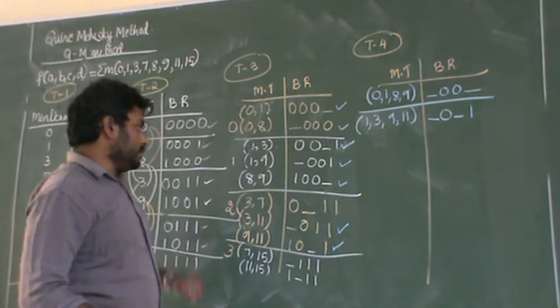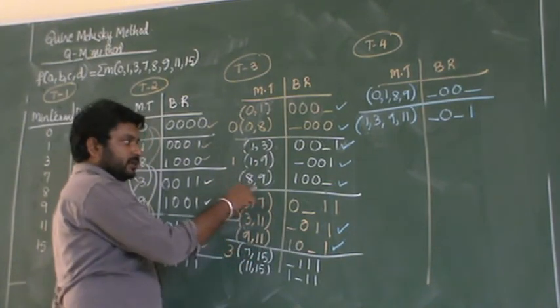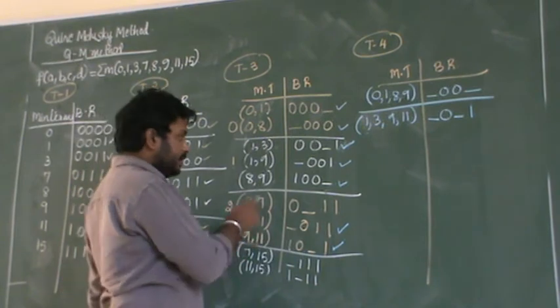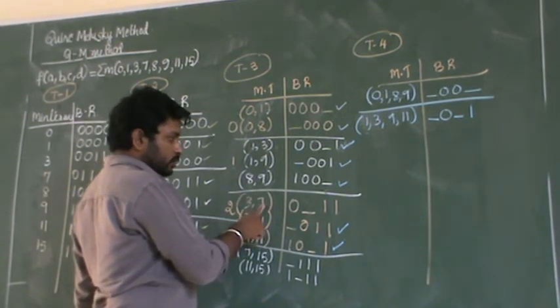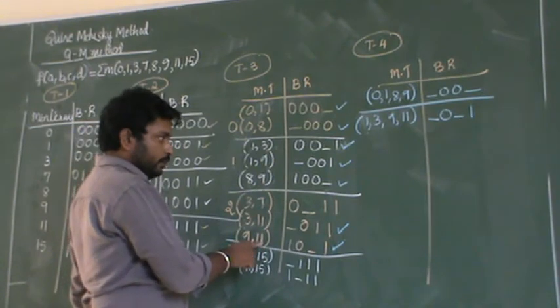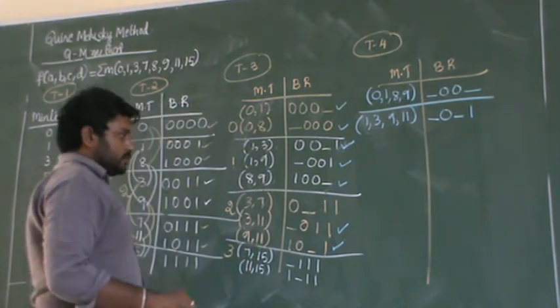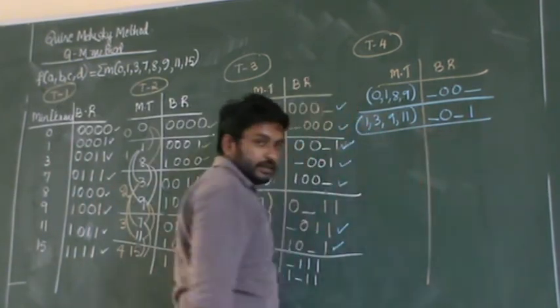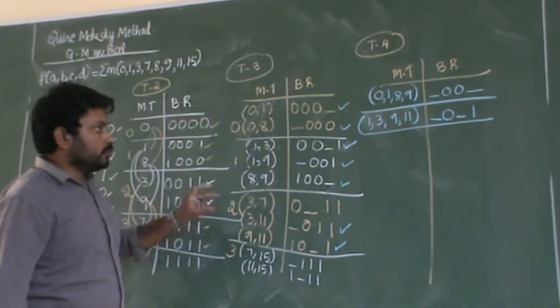Okay, so 8, 9. Now 8, 9 with the third minterm in the first group; with all of that you have to compare. So 8, 9 with 3, 7, is it possible? No. 8, 9 with this, no. With this, no. Okay, fine. So this is done till here. You are comparing group 1 and group 2, and that is done.